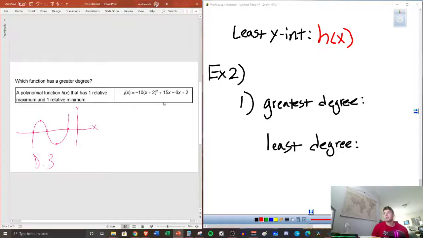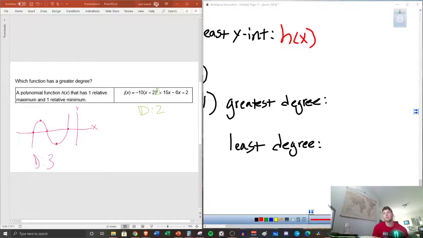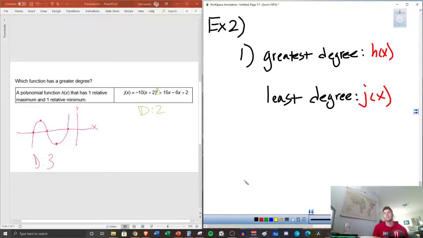So what ways can we figure this out? You could graph it to find the roots, but this right here is sort of the giveaway. We're raising this binomial to the 2nd power, and if we multiply this out, that means our highest power is going to be that 2. So just by looking at that, the degree is going to be 2. So for this one, the greatest degree is going to be h of x. Least degree is going to be j of x. That's the thought process. So hopefully you got that. If you did, good job.